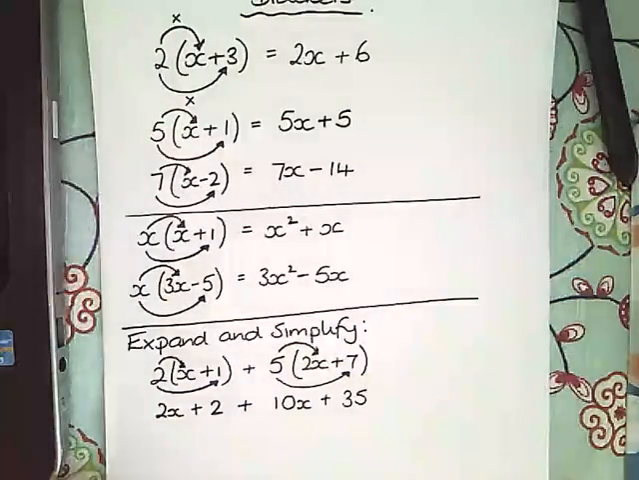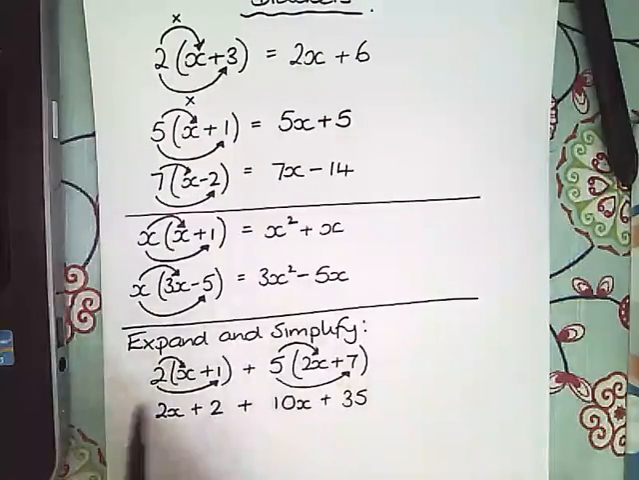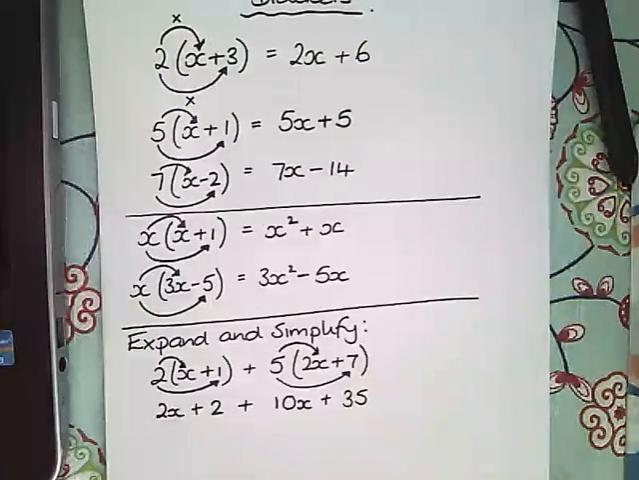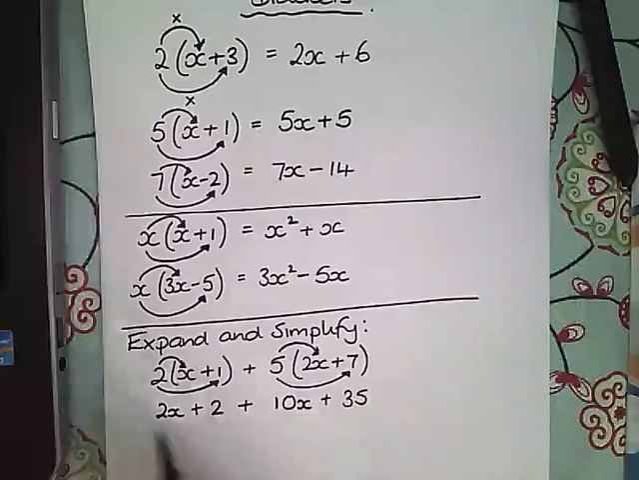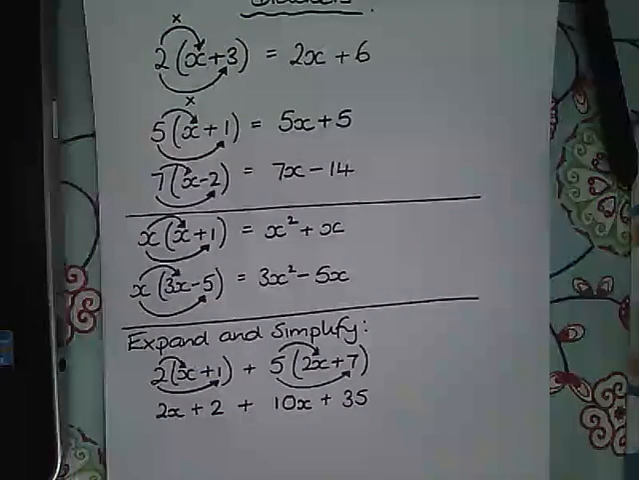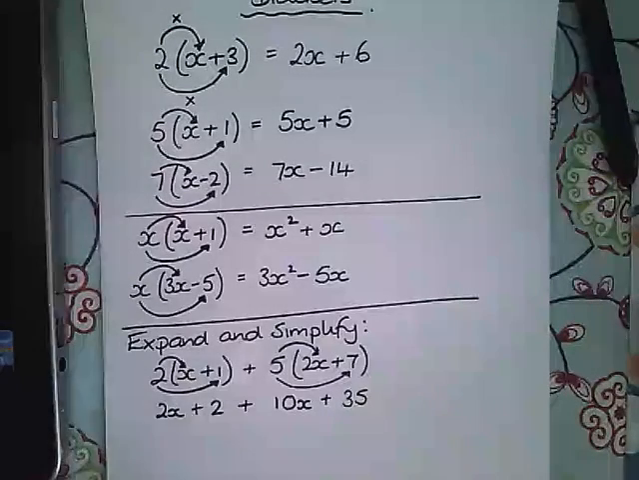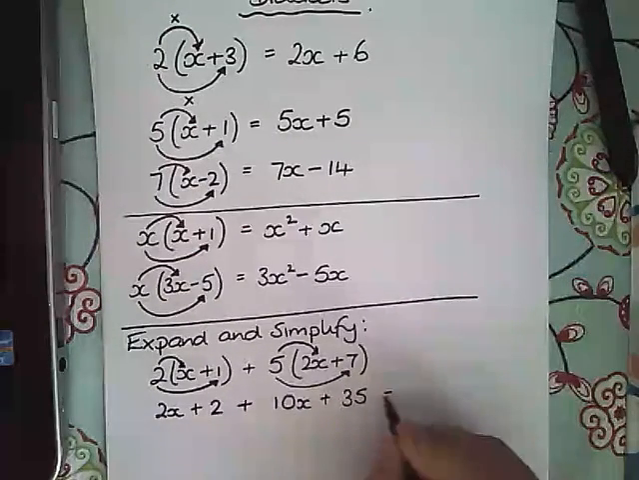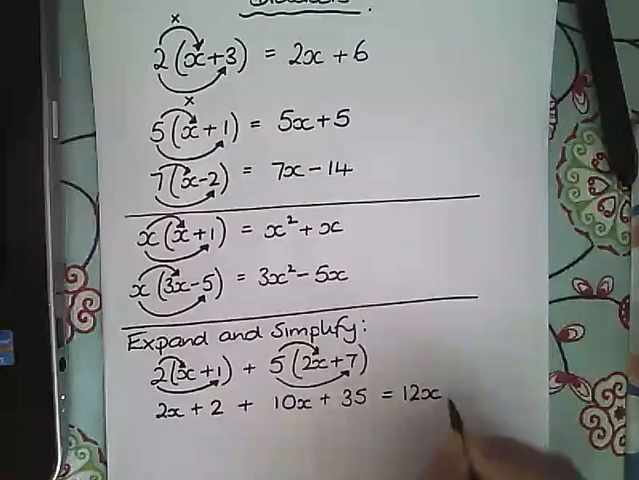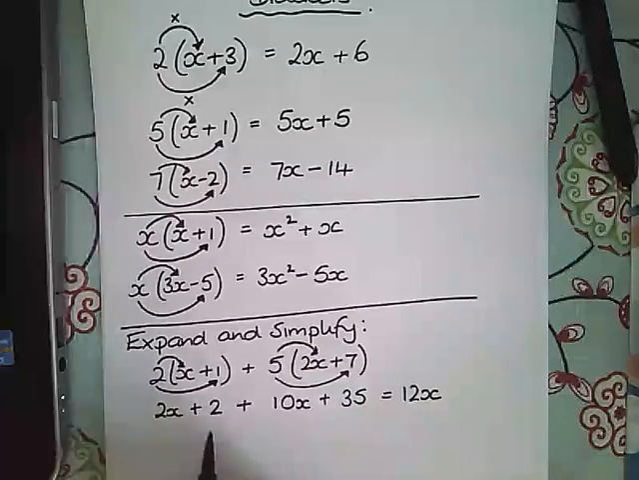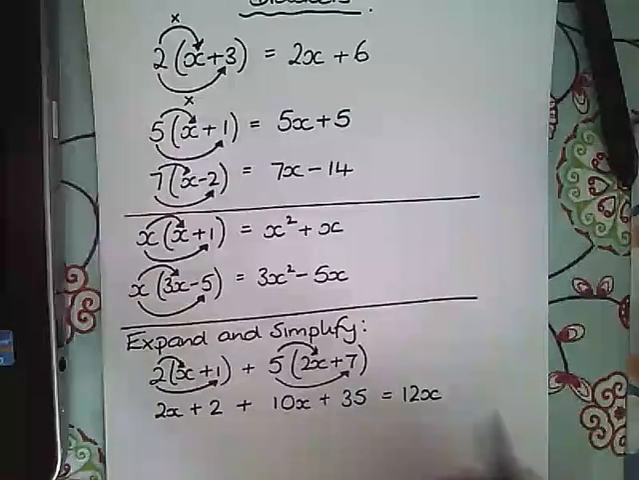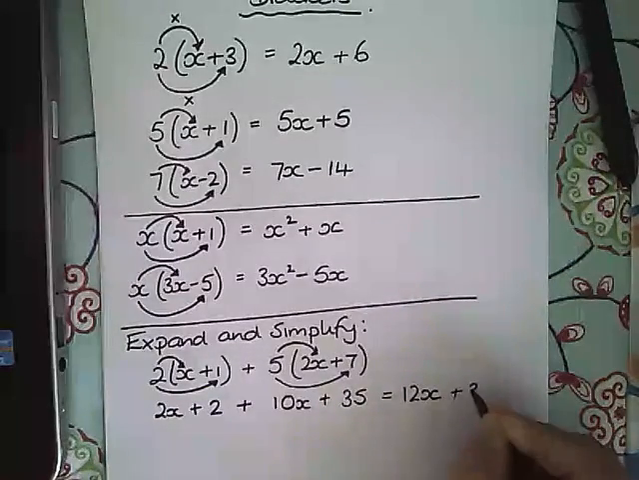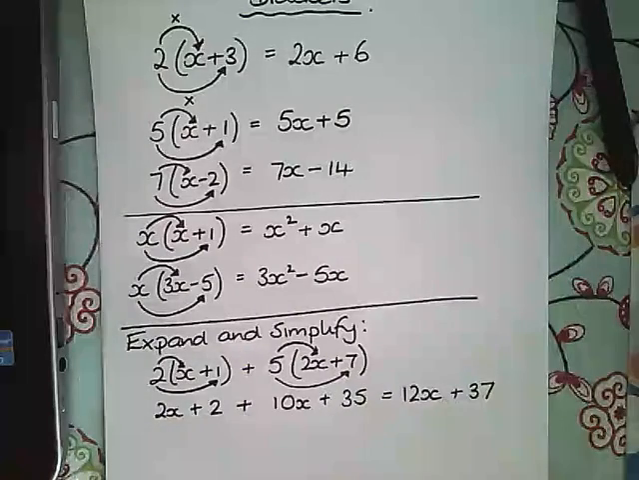This is the expanding bit, and you would get a mark for expanding correctly. And then you have to tidy up the expression we have here by putting the things together that can be collected together. So the x's can go together. We've got 2x and 10x, so altogether that gives us 12x. And then we've got a 2 plus 35, which gives us 37.